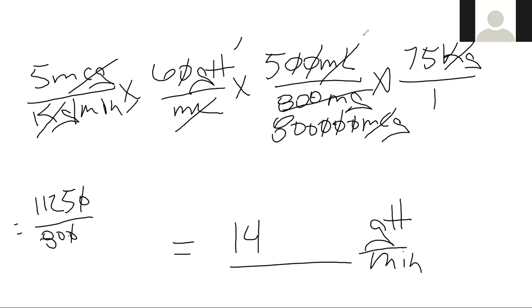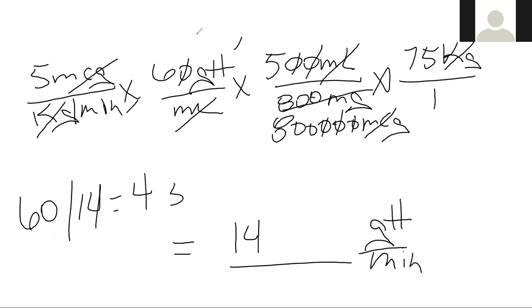So once I get this figured out, I've got to determine how many seconds between drops. So let me give me a little space to work over here. And if I say 60 divided by 14, that is going to give me a drop roughly every 4.2 seconds, but we're going to say 1 drop about every 4 seconds. So it's literally drop, 1001, 1002, 1003, 1004, drop. That is the way you're going to try to get your IV to run for this particular patient.